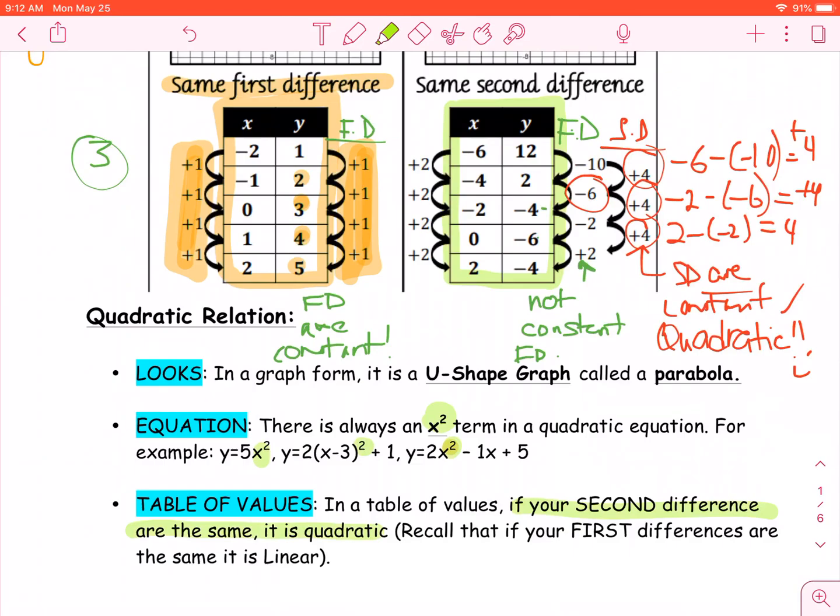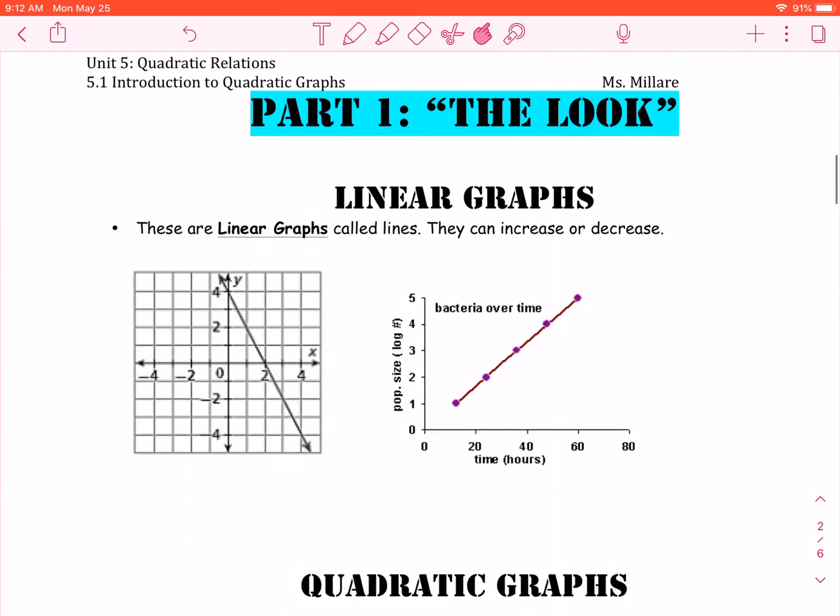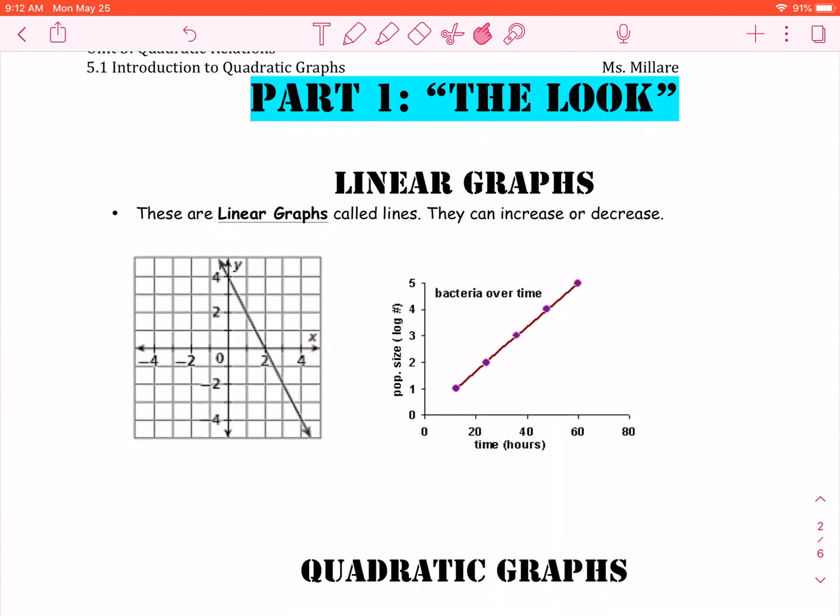All of these allude to the idea that if any of these factors exist, it is a quadratic relation. So what I'm going to do is briefly talk in each section about the information that I just discussed, and there are going to be examples that we can look at together.